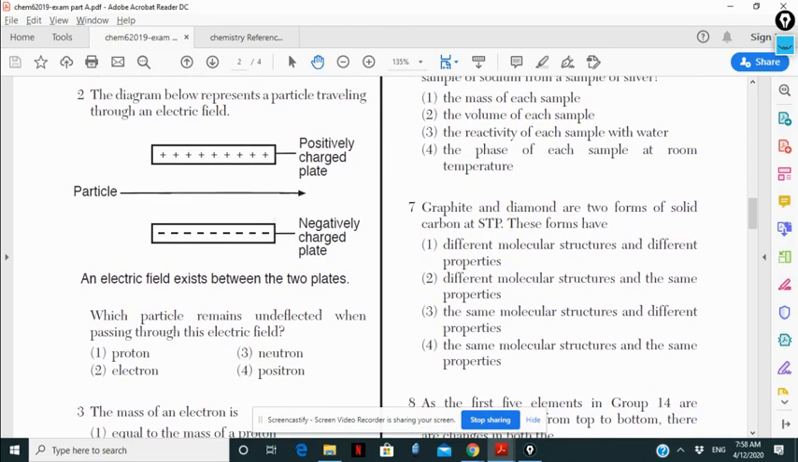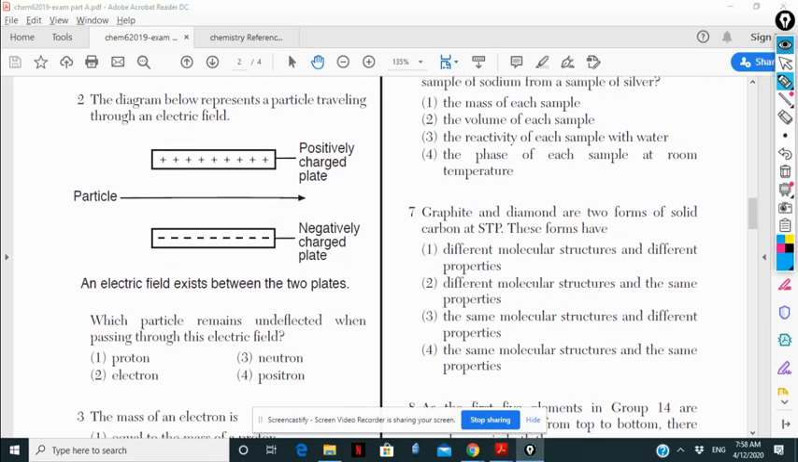Question number 2. The diagram below represents a particle traveling through an electric field. So the particle goes all the way. There is a rule saying opposite charges attract. So if this particle is negative, it goes up here. If it's positive, it goes down here. But if we observe, it's going all the way straight forward.